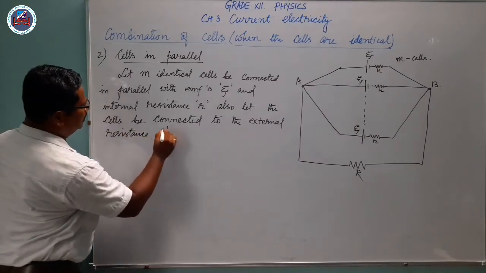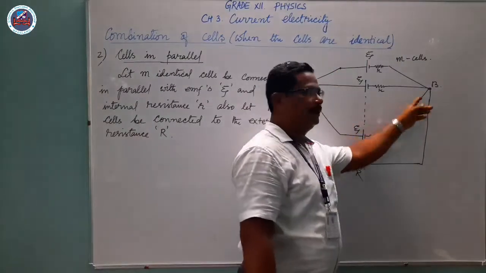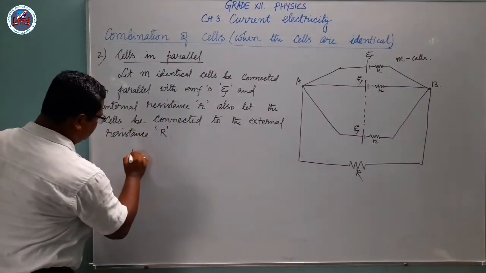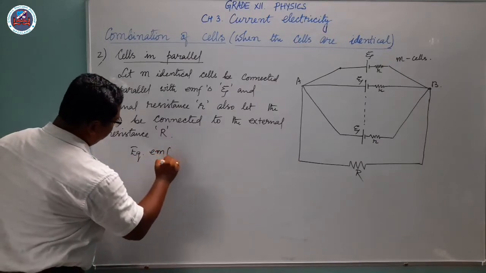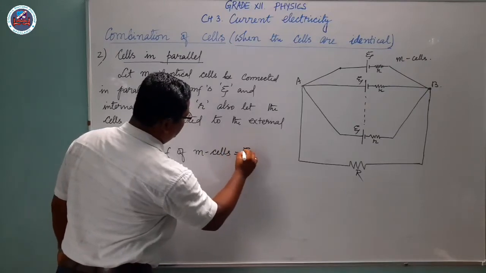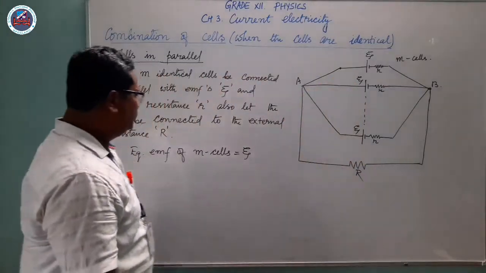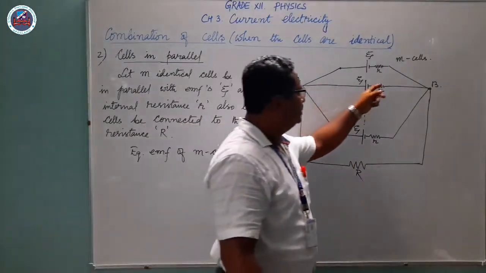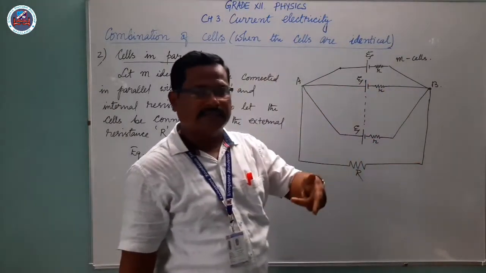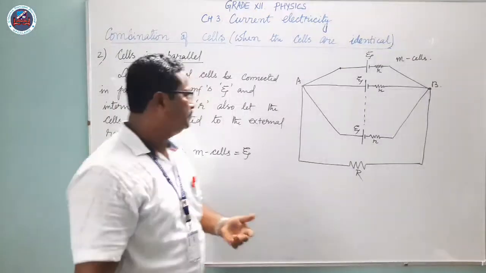capital R. Now here also you will find out the equivalent EMF, and as they are connected in parallel, we know that the EMF will remain the same. So we write down equivalent EMF of n cells. Here it will remain as epsilon only, because all of them will have the same EMF. Then we will find out the equivalent resistance of n cells in parallel, that you already know. The reciprocal of the resultant resistance is equal to the sum of the reciprocals of the individual resistances.